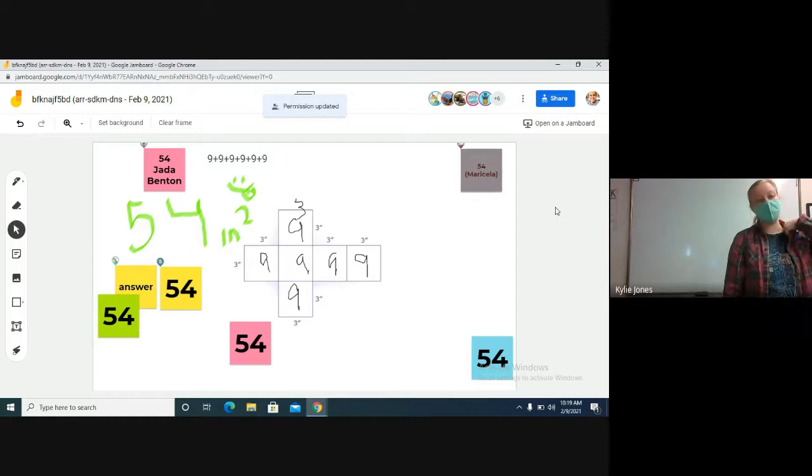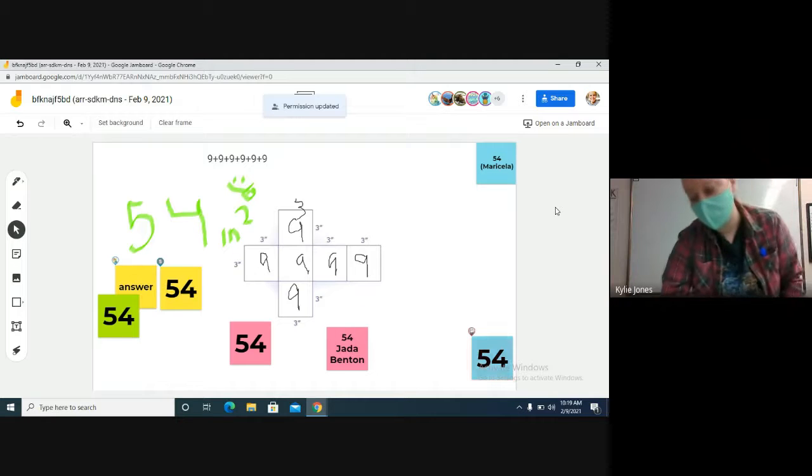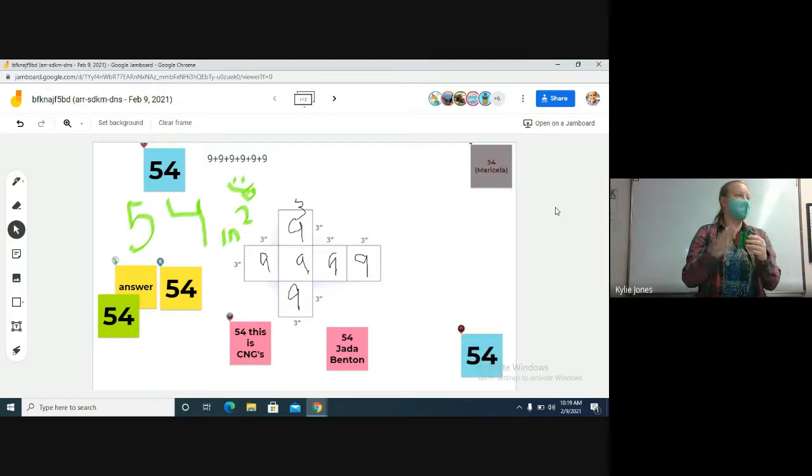Okay. Good. So I'm seeing the same answer here, 54, over and over, which is good, because we have taken 9 and added it together 6 times. So that means that if we are looking at something like a Rubik's Cube, if we were to put wrapping paper around this, we would need exactly 54 square inches to wrap it up with.